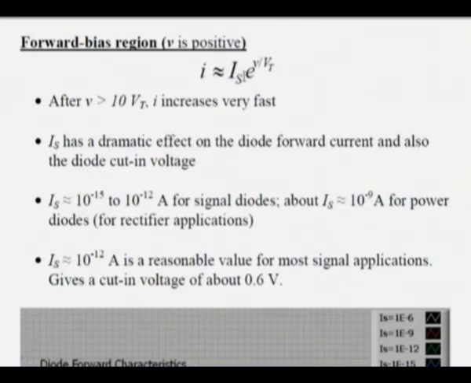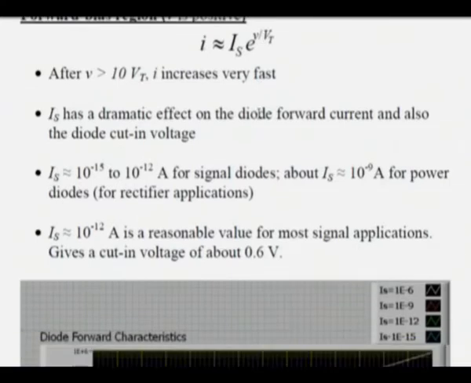Since Vt at room temperature is of the order of 25 to 26 millivolt, and if V is about 5 to 10 times Vt, then even though IS is an extremely small number, typically in the range of 10 to the power minus 12 to 10 to the power minus 15, we will come to that in a minute, a very common mistake made. Once V, the voltage across the diode, becomes about 10 times Vt, the current shoots up and you get a very large current. Students need to appreciate that the ratio V by Vt is what makes the difference, and it needs to be of the order of 10 or 20.